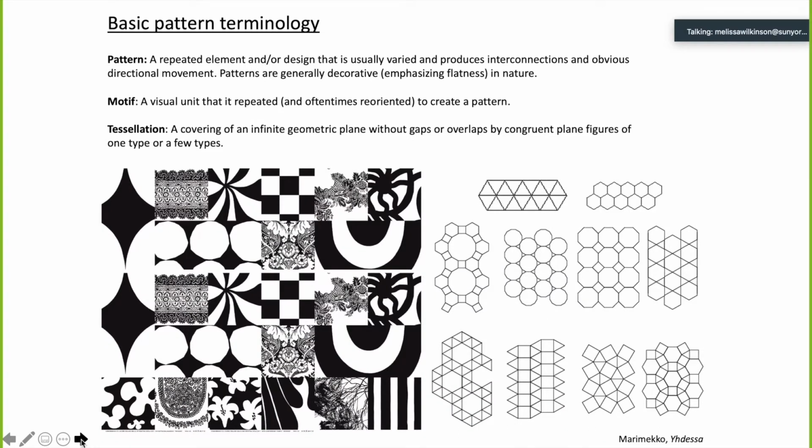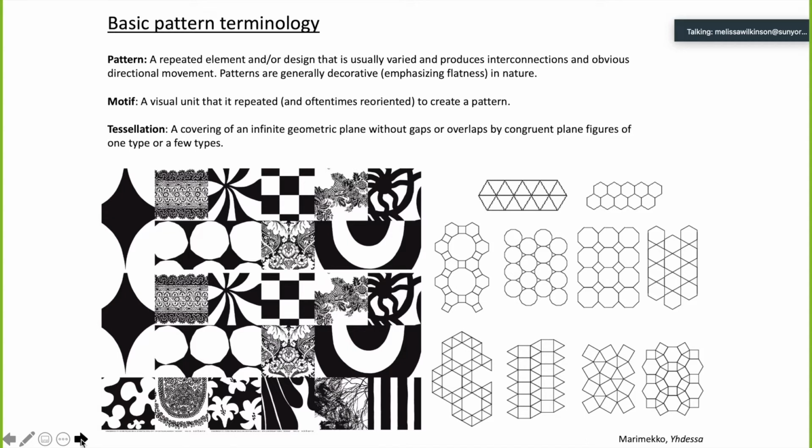So there are a few terms that you want to think about and memorize when you're dealing with images that circulate around pattern. Pattern is simply a repeated element or a design that either varies or produces interconnections and obvious directional movement. These are generally associated with the decorative, okay? And they tend to be flat, right?